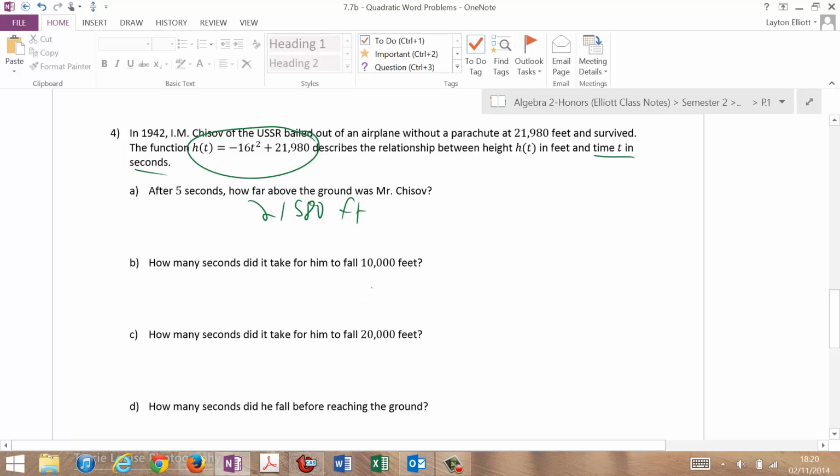How many seconds did it take for him to fall 10,000 feet? Okay, this is the weird question. So to fall 10,000 feet, well, when he falls 10,000 feet, I know that at t equals 0, he's at 21,980 feet.